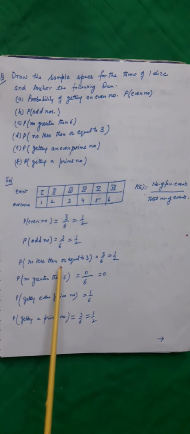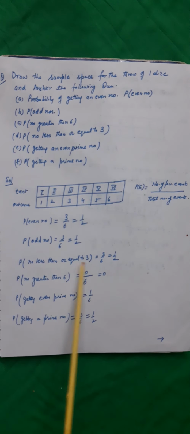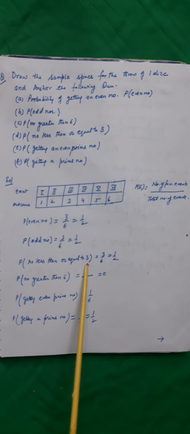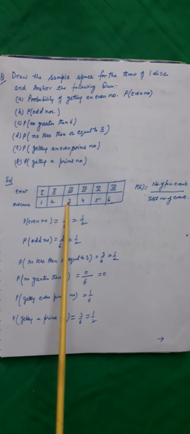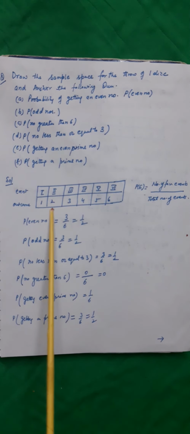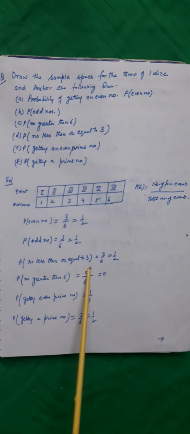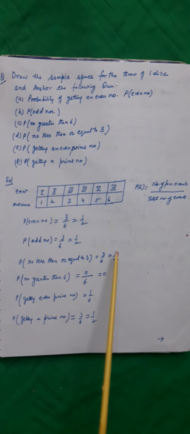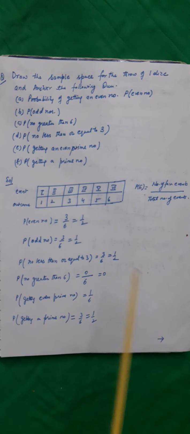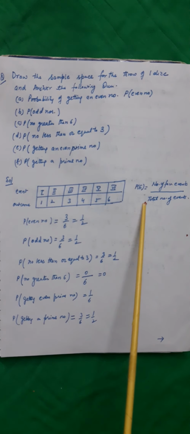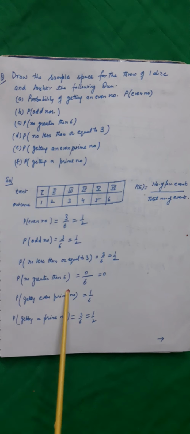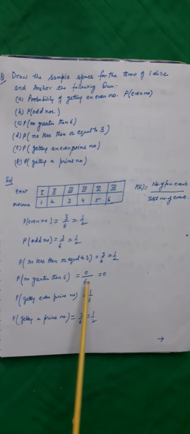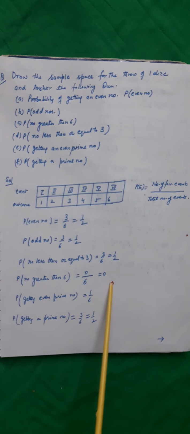Probability of a number less than or equal to 3. Less than or equal to 3 means I need to consider 3 also: 1, 2 and 3. These 3 numbers are less than or equal to 3. So favorable are 3 out of 6. Probability will be 1 by 2. Probability of getting a number greater than 6. There is no number greater than 6. Therefore, the probability is going to be 0 upon 6, that is equal to 0.